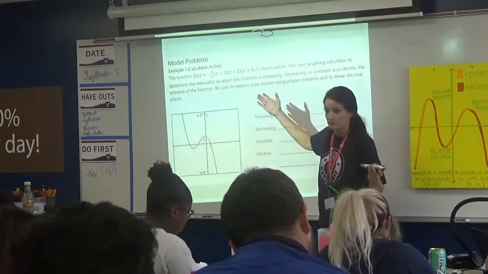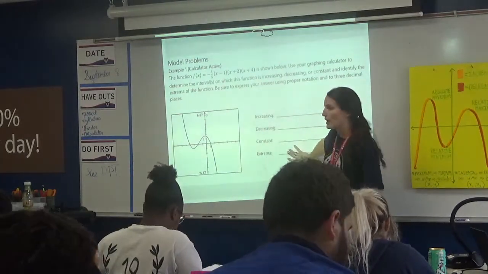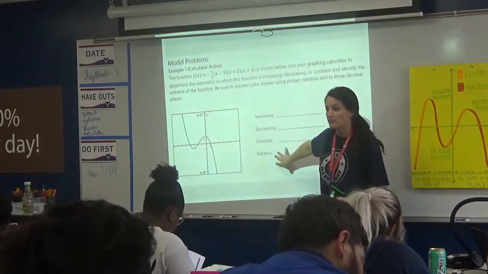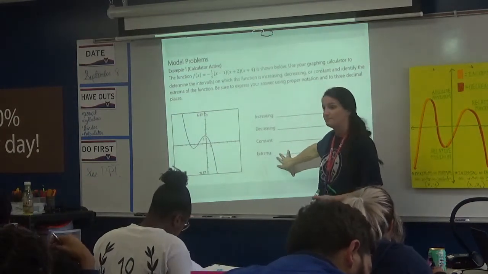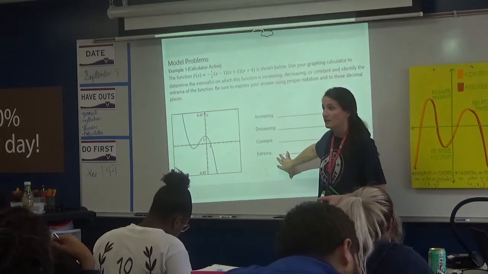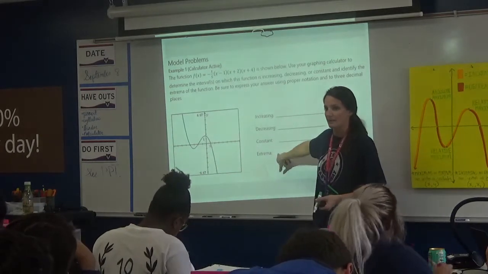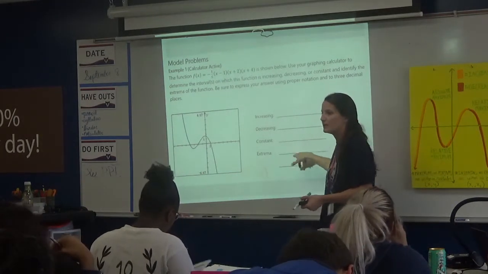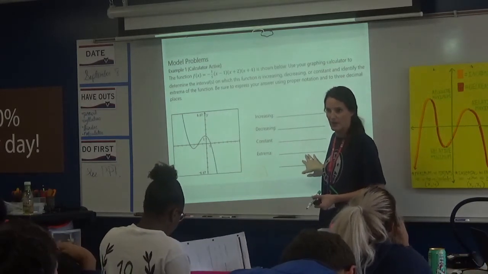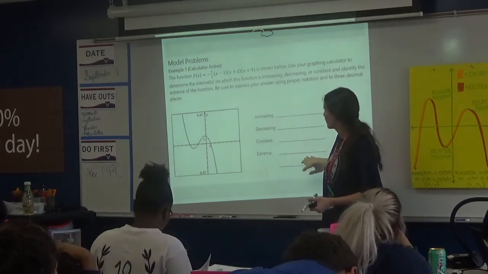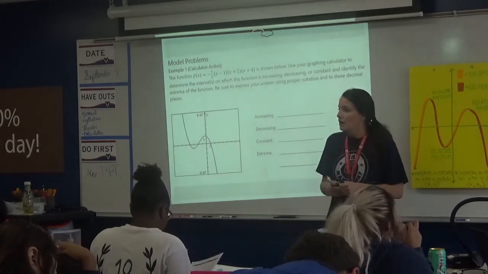Where, if at all, is it constant? And then where are any points of extrema, which is, again, any minimums or maximums. For this one, you need to tell me not only the point, but what type. You'll say relative min and then the point, or absolute min and the point. Okay? So just as some further instructions.